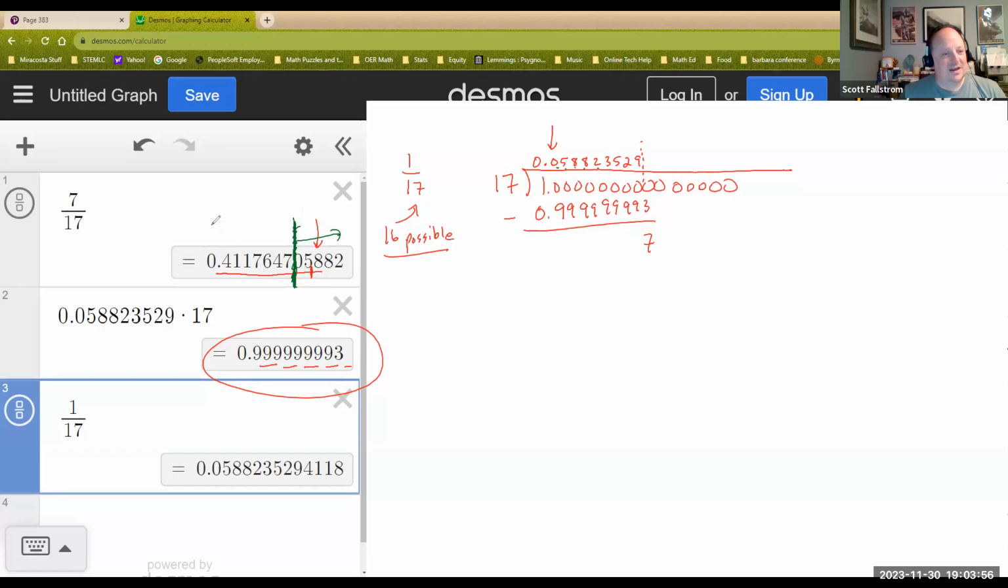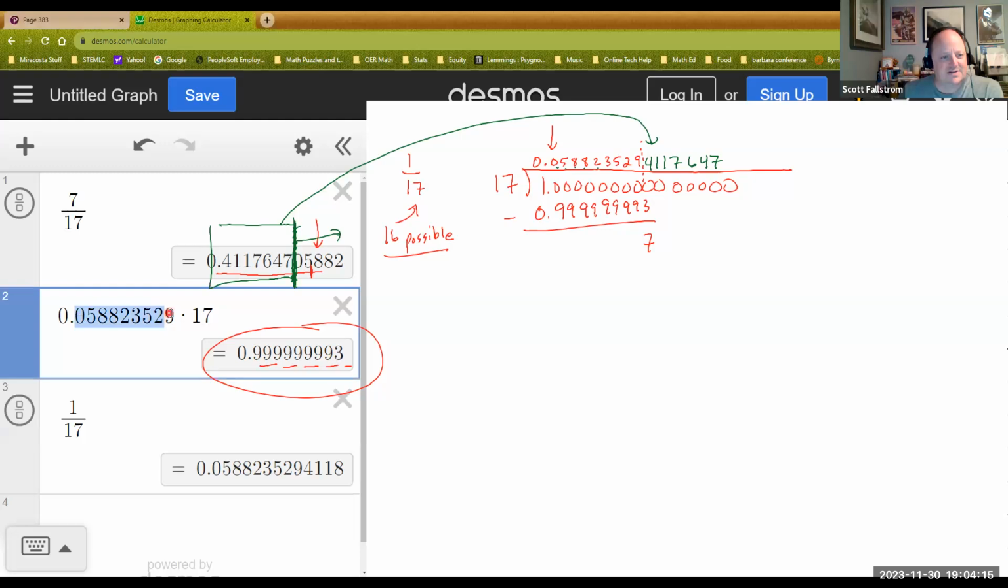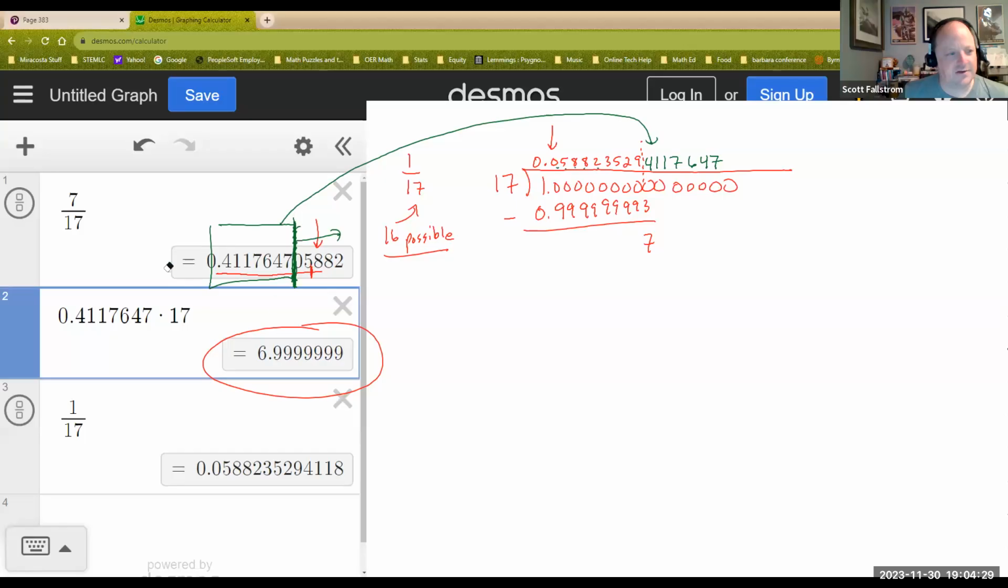So what I'm going to do is I'm going to take the decimal portion here and write it as my next digits. 4117647. Okay. Now what am I going to do? I'm going to multiply that in my calculator by 17. 411767. Okay. All right. So take a look. What do I have? I have 6.999999. Okay, let me erase the other marks that I made on there because I gotta do this again.